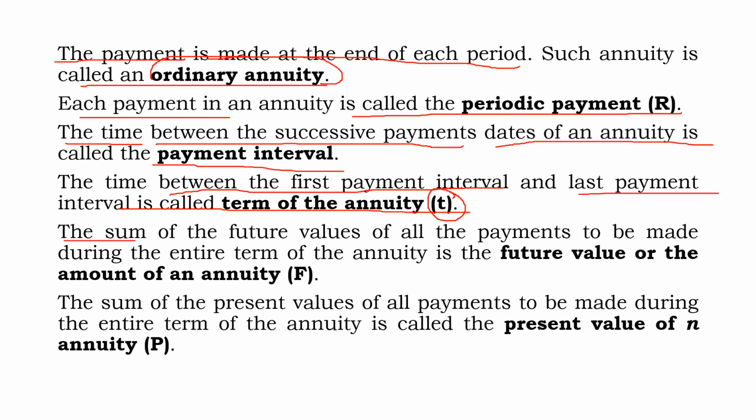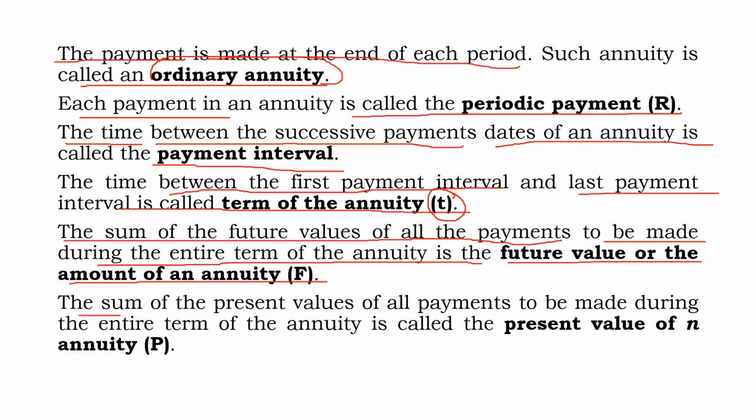Next, the sum of the future values of all payments to be made during the entire term of the annuity is the future value or the amount of an annuity. We can use your big letter F to represent this future value or the amount of an annuity. So meaning to say, here in your future value or the amount of an annuity, the interest was being applied to the principal. So this future value can be computed at the end of the term of the annuity.